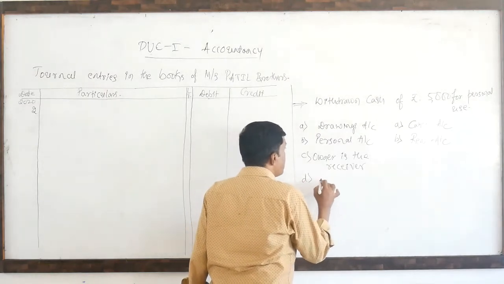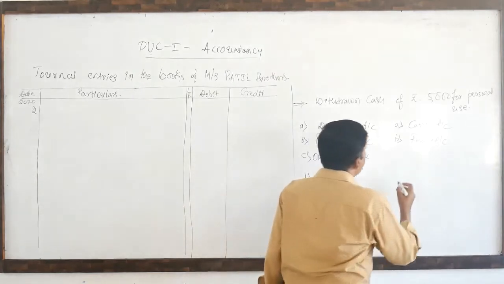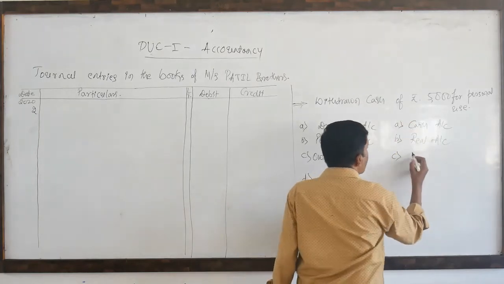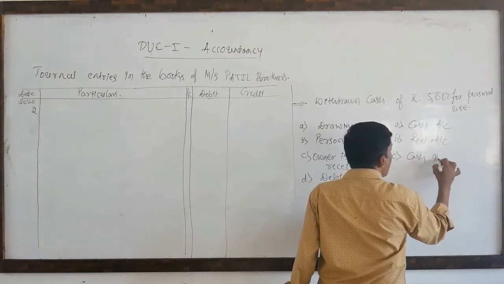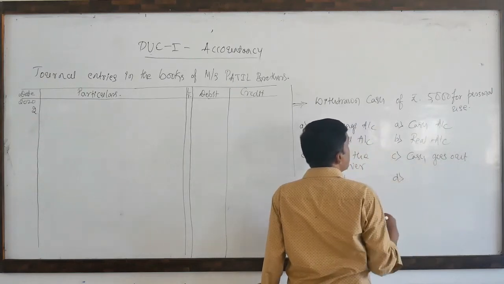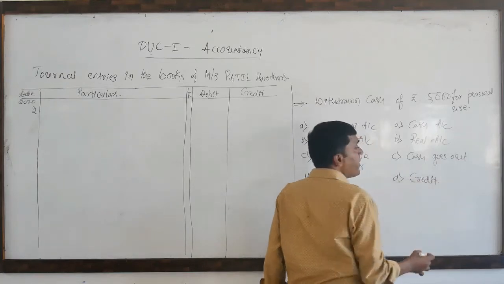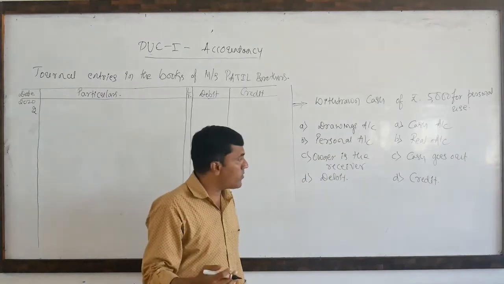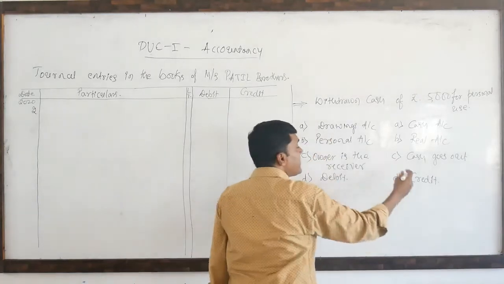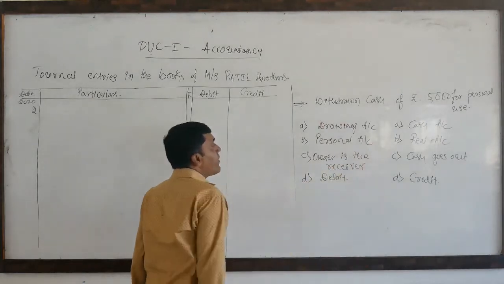For that, we need to debit drawings account. Here, the third point, as per the real account, cash goes out. Cash goes out. So we need to credit cash account as per the real account. Debit what comes in, credit what goes out. So here we need to credit the cash account. You have already seen this in the earlier videos, so again I am representing it here to remind you.